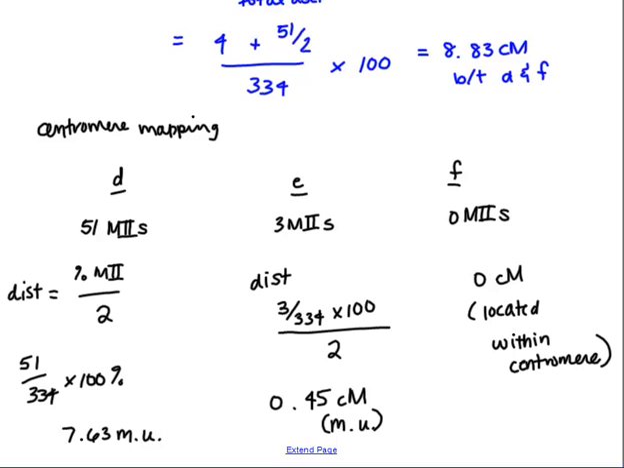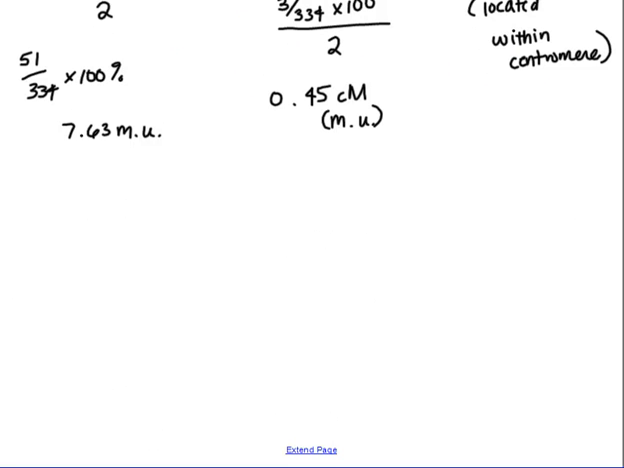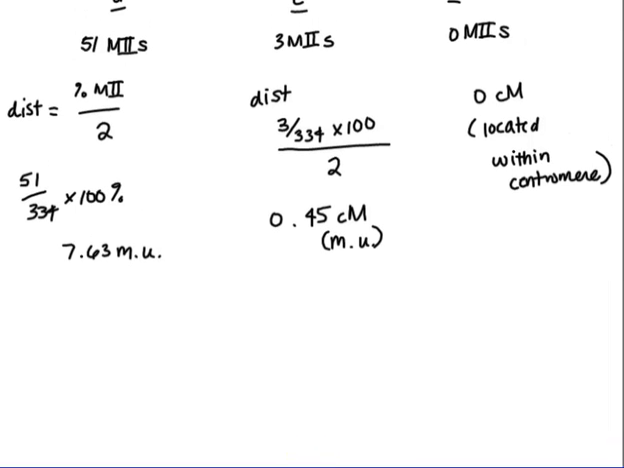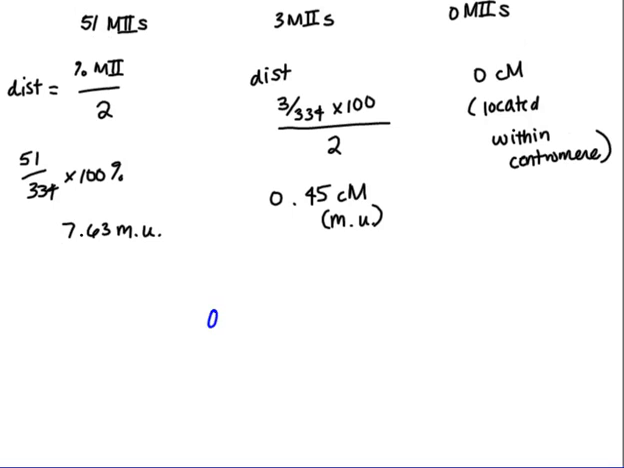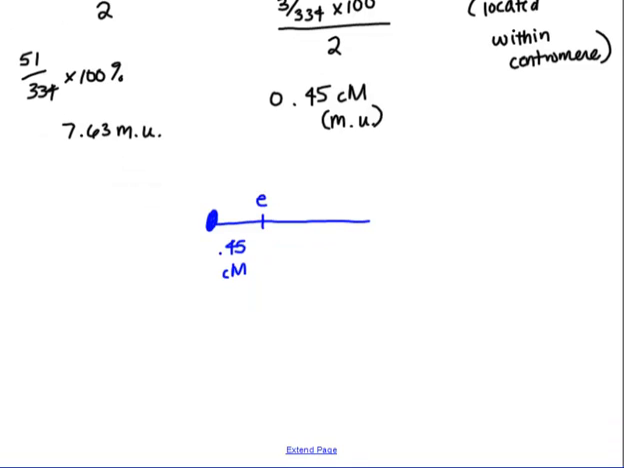Okay, so now that we know this, let's finally put together a genetic map as they wanted. So we know that gene E is located on a separate chromosome and is 0.45 centimorgans away from its centromere. So we'll put that here. On a different chromosome are genes D and F. So we just saw that F is within the centromere, and D is 7.63 map units apart from its centromere.